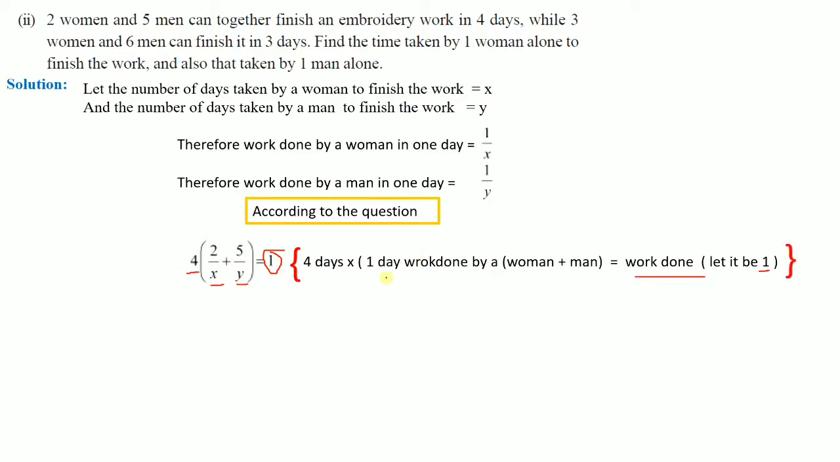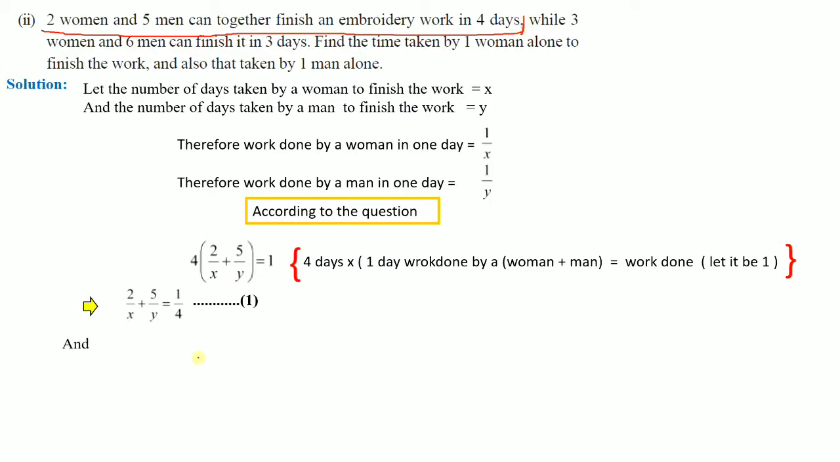Okay, the next step implies this 4 will go to the right-hand side of 1. So 2 upon x plus 5 upon y is equal to 1 upon 4. We give this equation number 1. Now we have completed one condition up to this point. This is equation number 1.